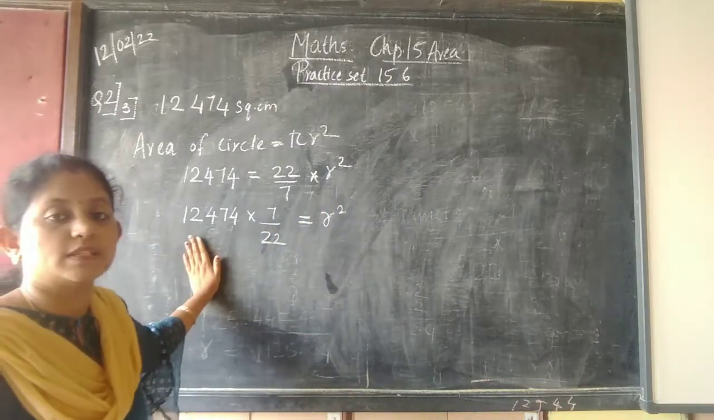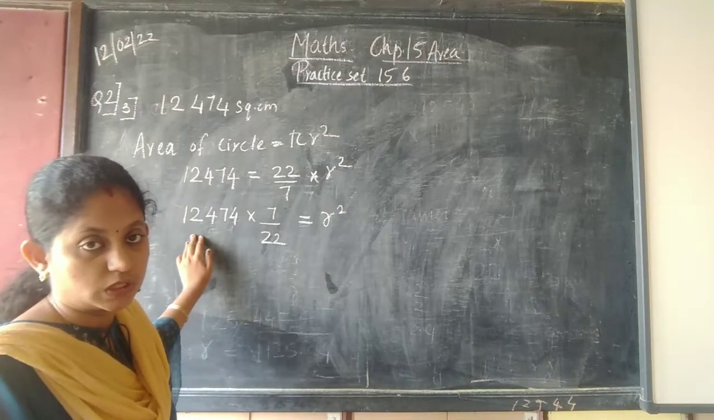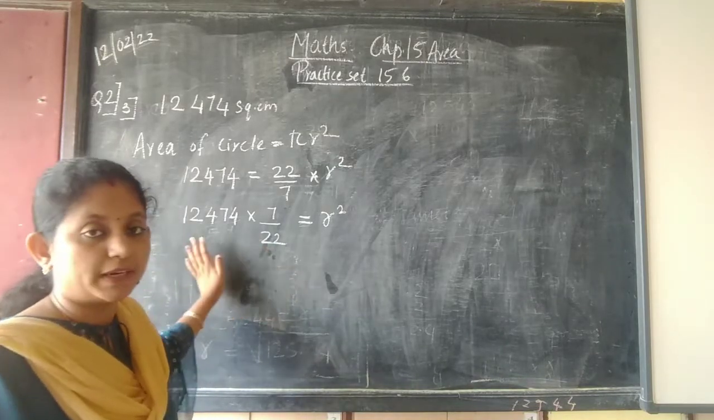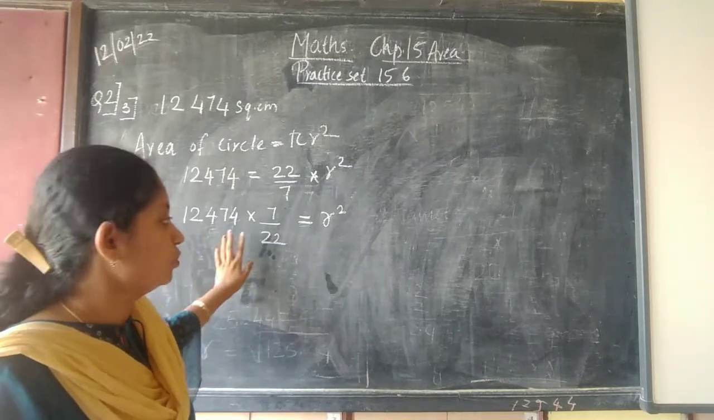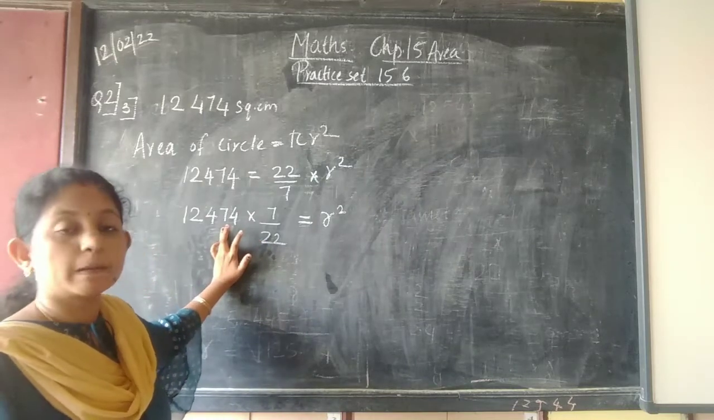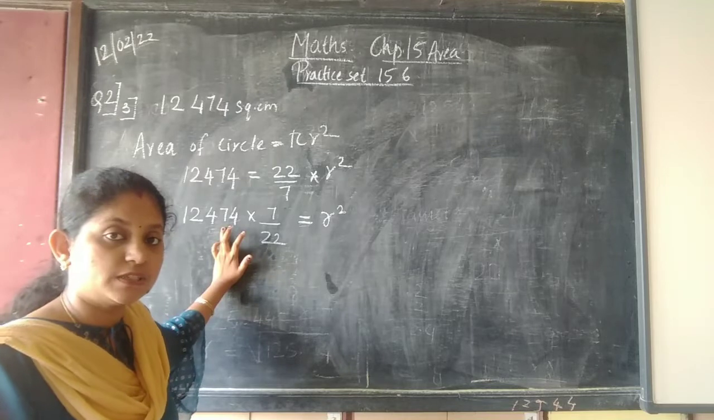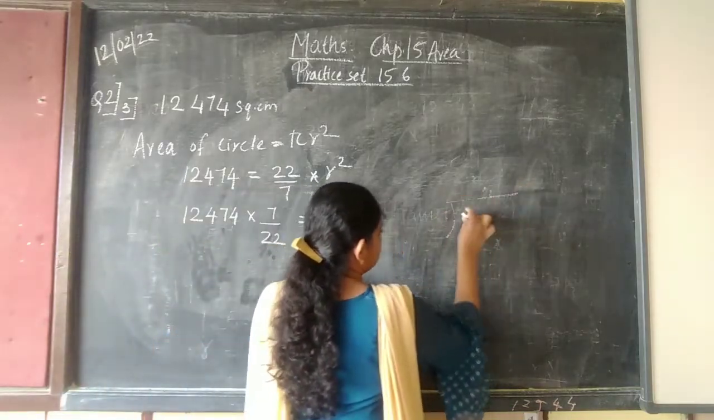Now students, this number is a little bit bigger. It is more than 12,000. It's better to check directly whether it is divisible by 22 or not. You know 22 is divisible by 11, so just cross-check whether 12,474 is divisible by 11 or not. So we just divide by 11.